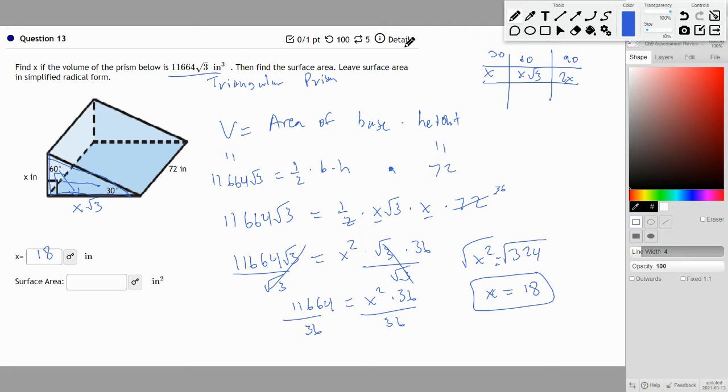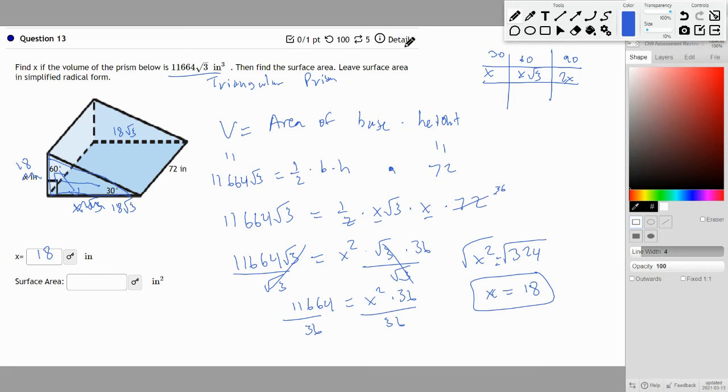Now, the last part here is figuring out the surface area. But in order for us to figure out the surface area, we need to know every little length that we don't have. And since we know that x is 18, that means this height of the triangle is 18. This length of the triangle is 18 root 3, which means this is also 18 root 3 over here.